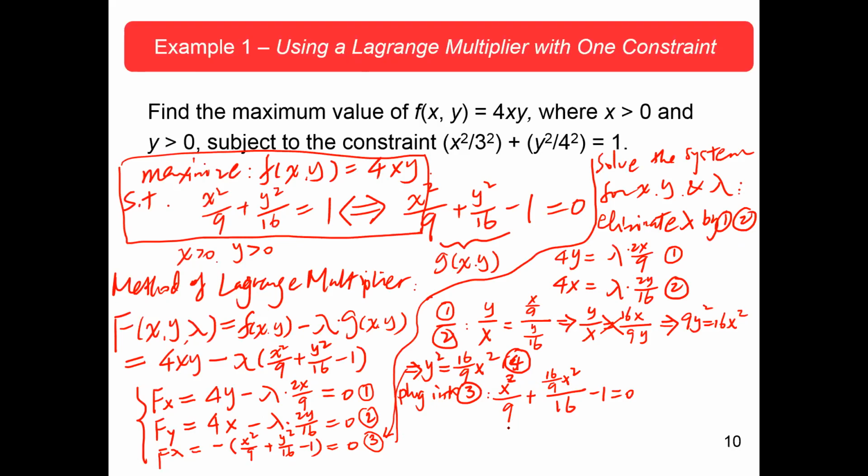Are you guys following me? Okay, let's see. So 16 and 16 could be reduced. We have 1/9 x squared plus 1/9 x squared. So that's 2/9 x squared, right? 2/9 x squared would be 1, if I move the 1 to the right-hand side. Telling you x squared would be 9 over 2.